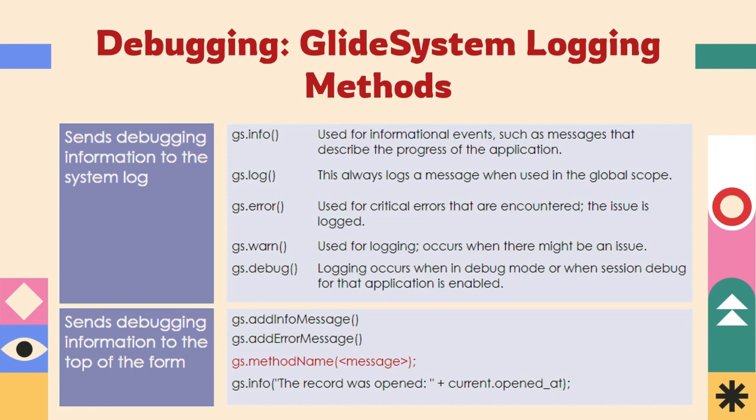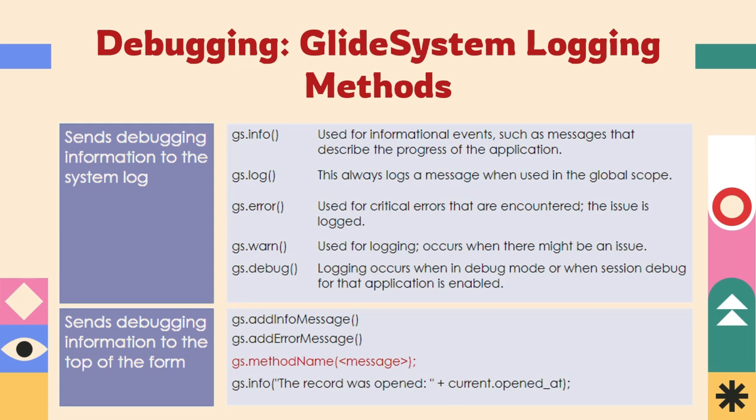And gs.log always logs a message when it is used in a global scope. gs.error is used for critical errors that come up during execution. gs.warning is used for logging when there might be some issue. And gs.debug will occur in a debug mode, or when session debug for that application is enabled. So debugging will start on that particular business rule.